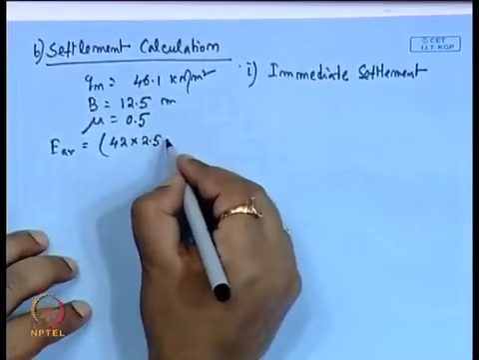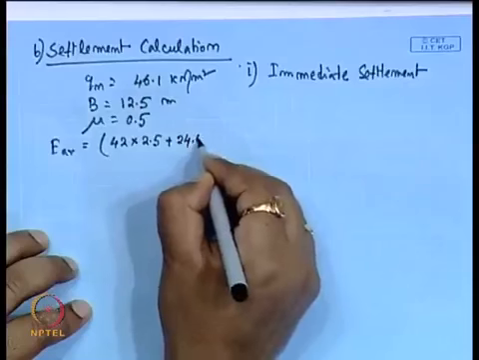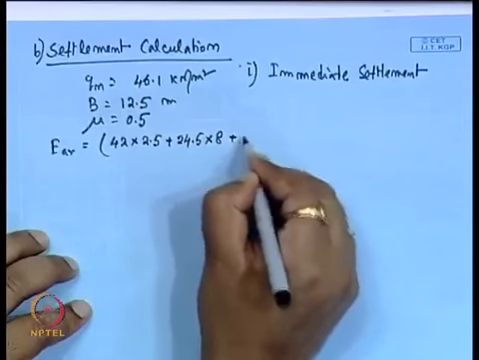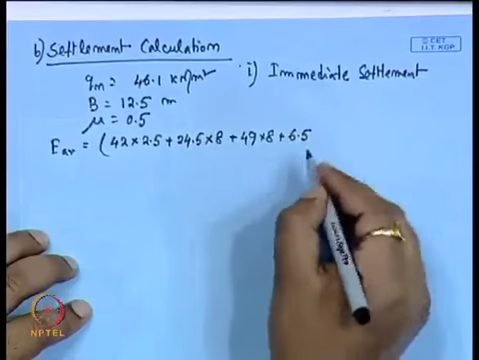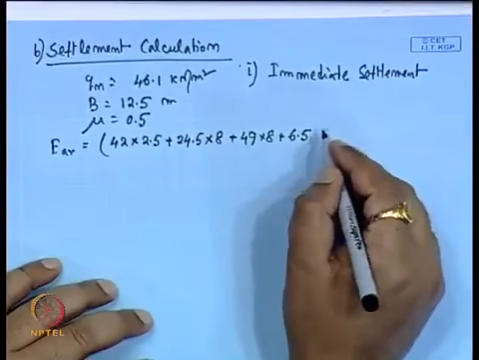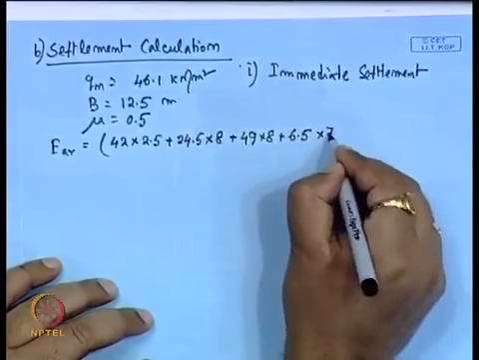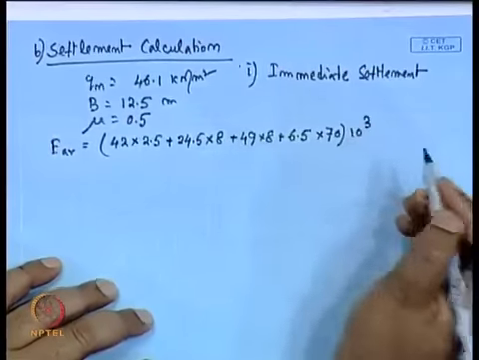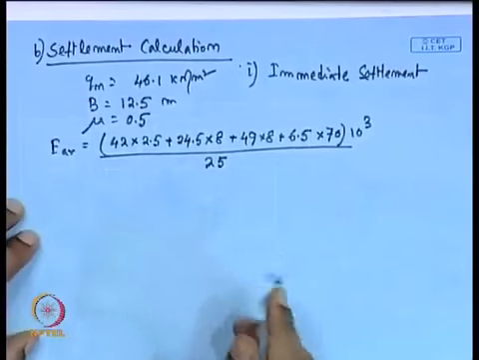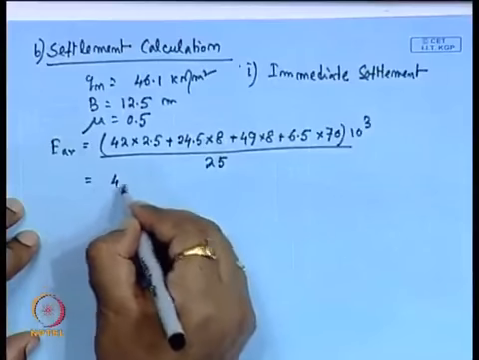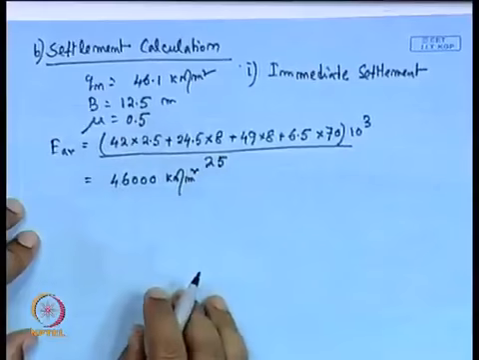So, weighted: 2.5 plus 24.5 into 8 plus 49 into 8 plus 6, because for the last layer the influence zone is only up to 6.5, the last layer thickness, not the total thickness of 10 meter. It is up to 6.5 into 70 into 10 to the power 3, divided by 25 meter. So, the E value that we are getting is 46,000 kilonewton per meter square.